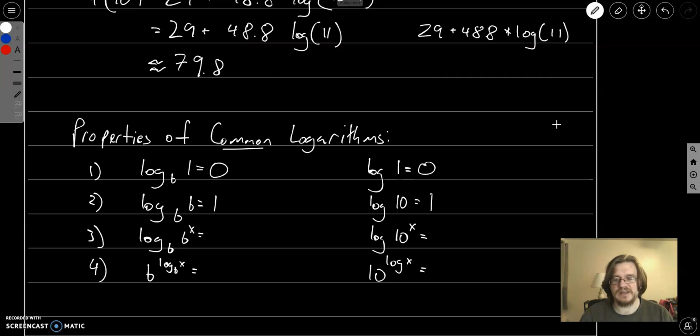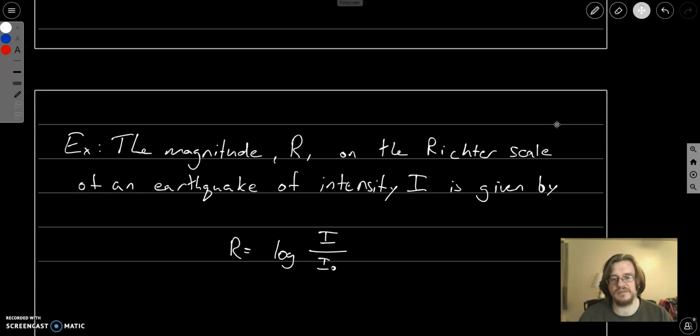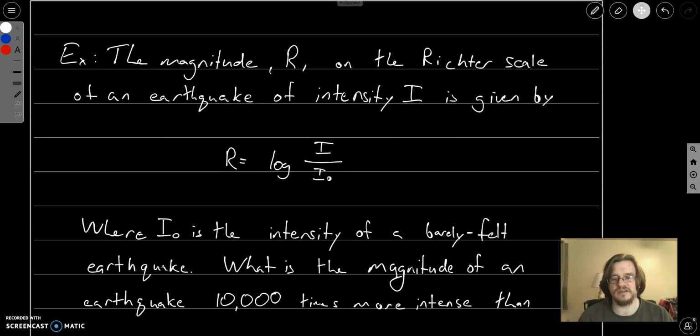And then exponentials and logarithms are inverses of one another, so they're going to cancel out. So log of 10 to the x power is x, and 10 to the log of x power is also going to be x. Again, they're inverses of one another, so they'll just cancel out. So let's do another question here.